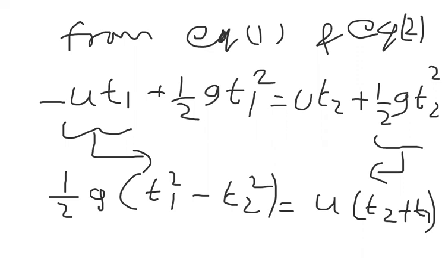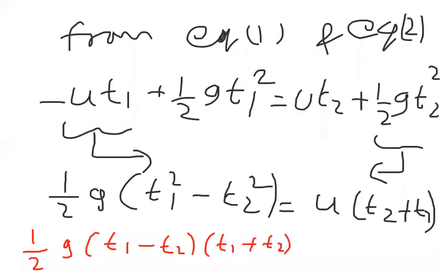And you know from your maths knowledge that a square minus b square can be written as a minus b into a plus b. So t1 square minus t2 square is t1 minus t2 into t1 plus t2. This is the expression we know from school: a square minus b square equals a minus b into a plus b. Very well known. So here u into t2 plus t1. Now can you observe any terms cancelling here? Yes, the t2 plus t1 is cancelled.